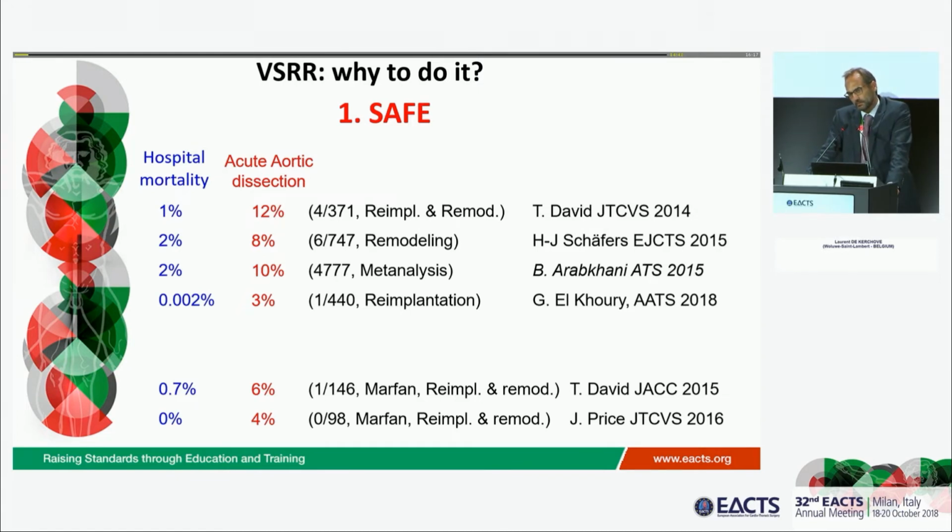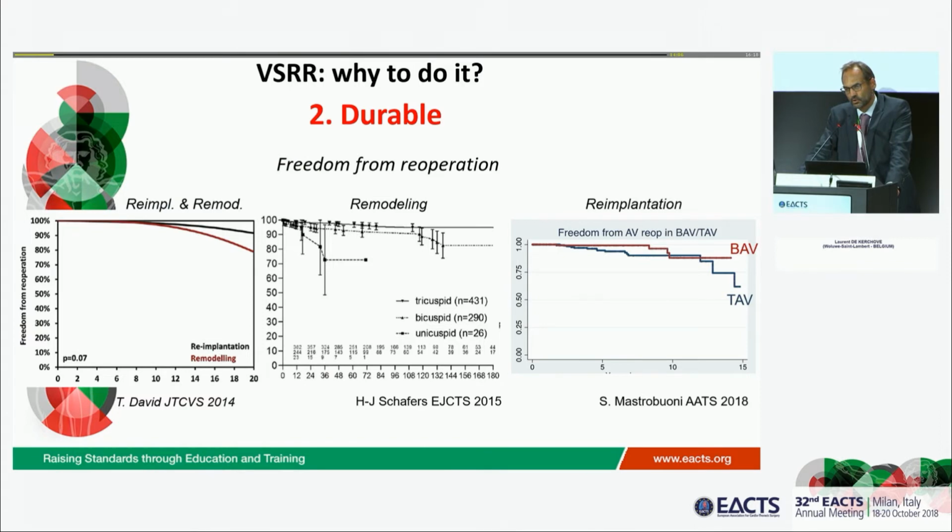First, before talking about a lot of awful complications that you want to, of course, avoid in your practice, let's say that valve sparing surgery is first a very safe operation, despite the fact that most of those publications include acute aortic dissection. The rate of hospital mortality is between 0 and 2%, depending on the rate of acute aortic dissection in the series.